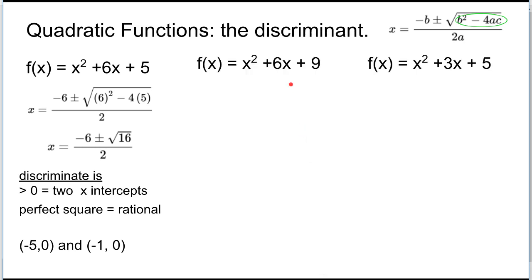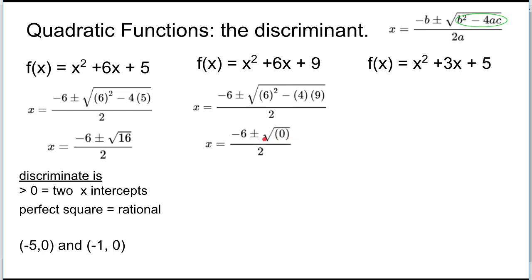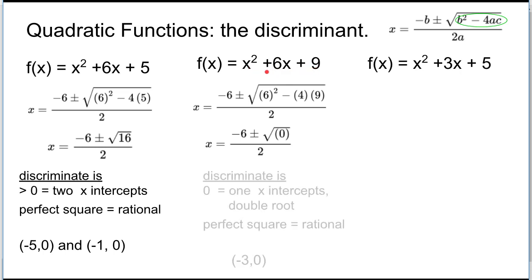All right, so look at this next one. Do the same thing. We'll fill this in the quadratic formula, and when I go and do this, I find out my discriminant's equal to 0. All right, now, this is x plus 3 times x plus 3. Right? Okay, so in this case, what happens is if the discriminant is equal to 0, there's only going to be 1 x-intercept. It's going to be a double root. And if it's a perfect square, well, obviously that's going to be rational. This is going to be negative 3, 0.